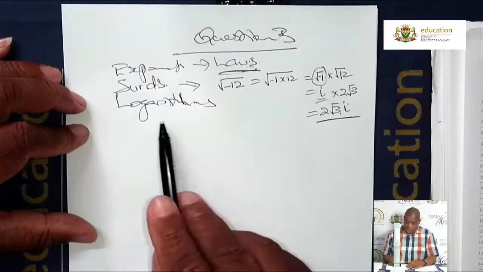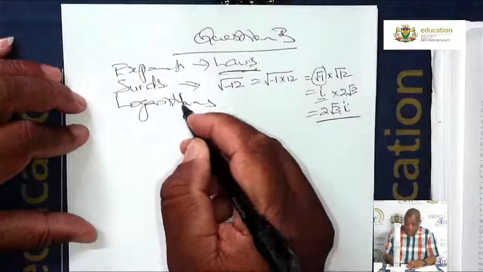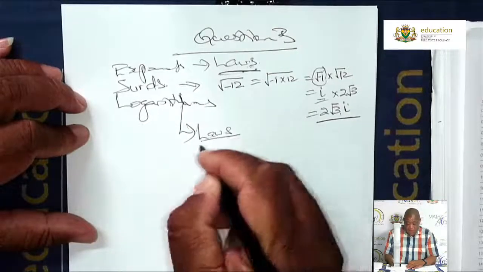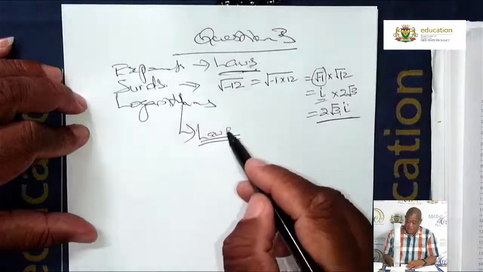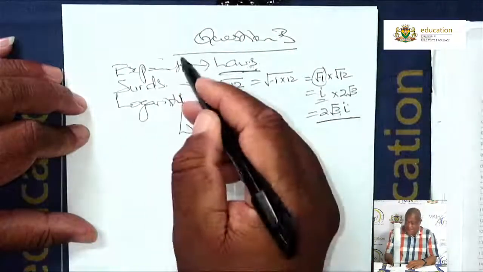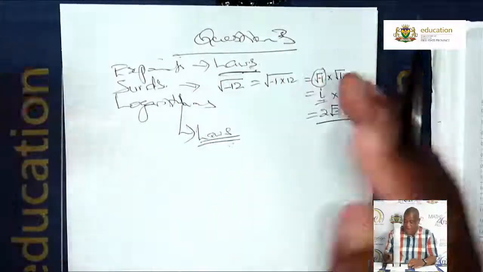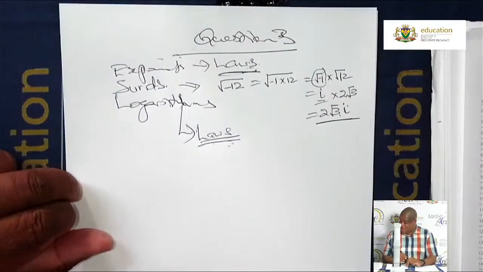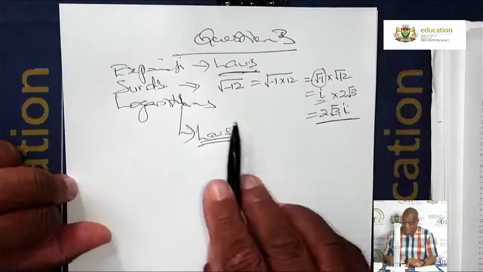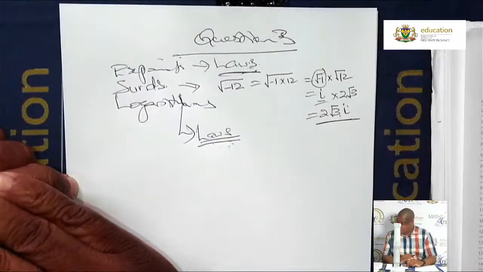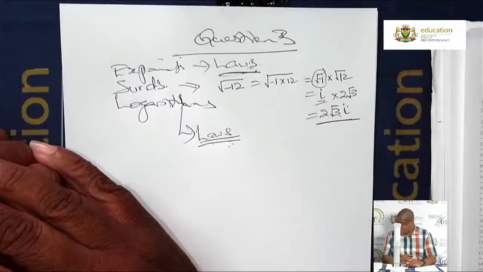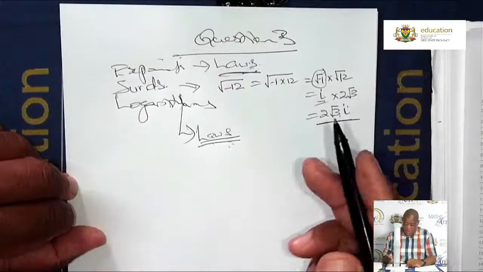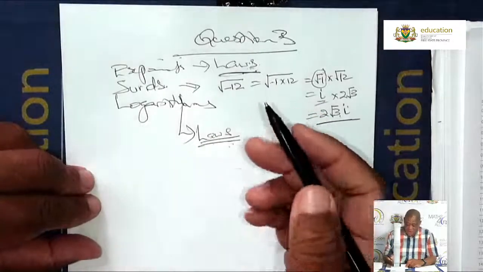And under logarithms, we must also be sure of the laws. We also have the laws of logarithms, because logarithms and exponents work hand in glove. That's why they are even put under the same question. Remember, that question will carry plus or minus 17 marks. And let us be able to recall all the laws of exponents and the laws of logarithms.